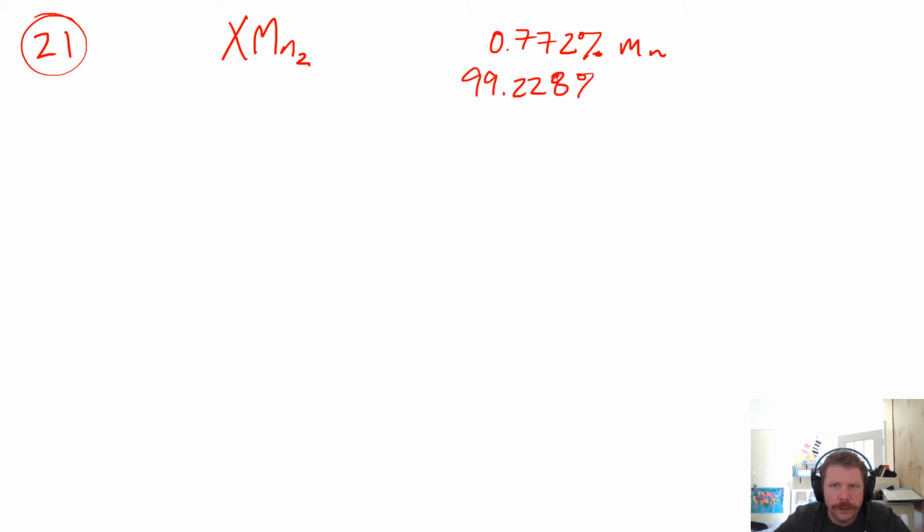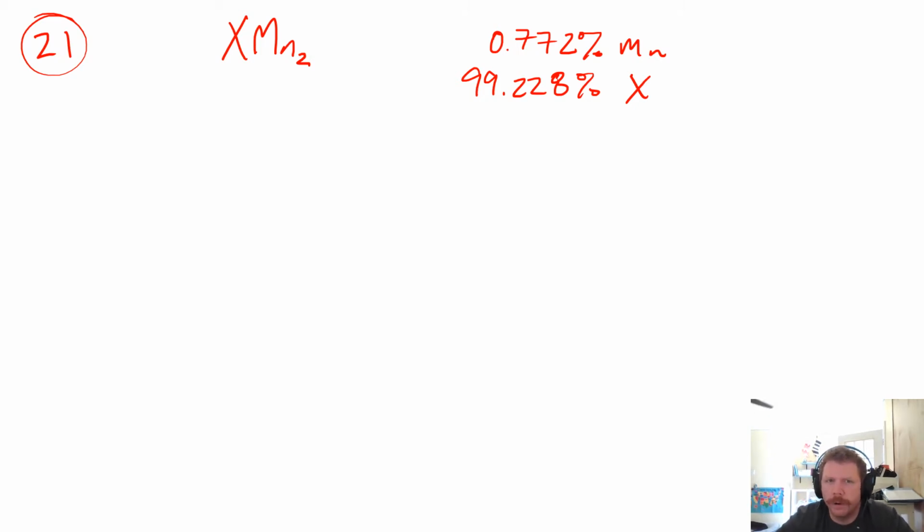mass. Okay, so what we should look at is we should say we've got a metalloprotein, so a protein, a molecule, I'm just going to call it X, has manganese, Mn, associated with it, and there's 2 Mn per 1 of X. Okay, now the mass percentage is 0.772% manganese, and obviously the remainder of it, the X, is going to be, well, 100% minus 0.772, which would be 99.228% X protein.